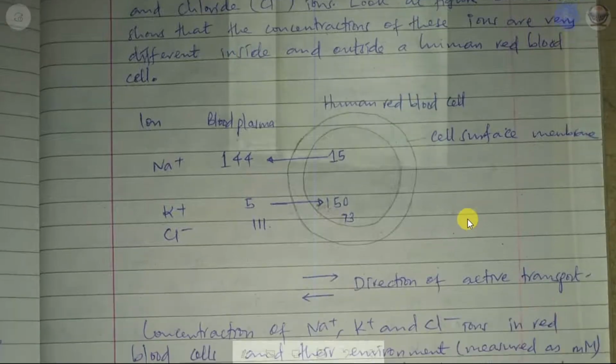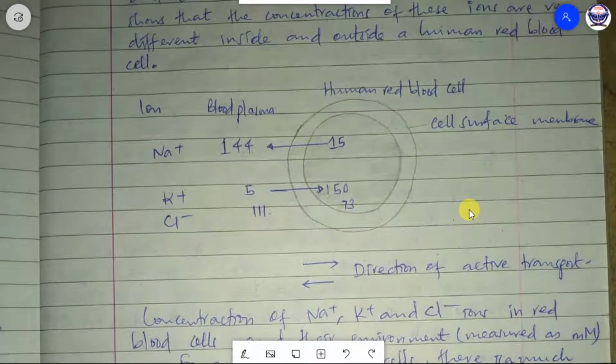Now, this is not only in the human red blood cell, but in almost all plasma membranes. The distribution of these ions is like this. Sodium ions in the plasma are at higher concentration as compared to inside of the cell. Potassium ions inside the cell are at higher concentration as compared with the plasma. Chloride ions in the plasma are at higher concentration as compared to inside of the cell.